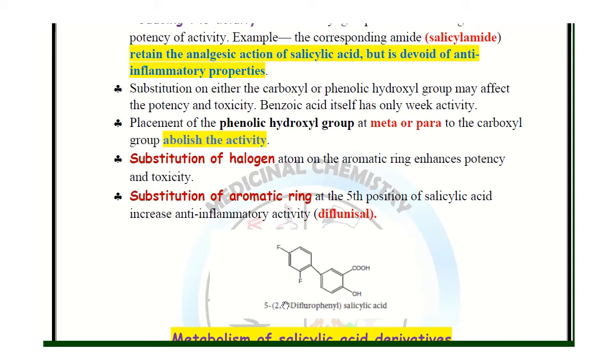This is the structure of diflunisal. You may observe that it has an additional phenyl or aromatic ring at the 5th position, which is further substituted with fluorine. So its IUPAC name is 5, representing 1, 2, 3, 4, 5, the 5th position, 2,4-difluorophenyl salicylic acid. So this is a salicylic acid derivative. If we substitute salicylic acid at its 5th position with an additional aromatic ring, this will increase their anti-inflammatory effect.